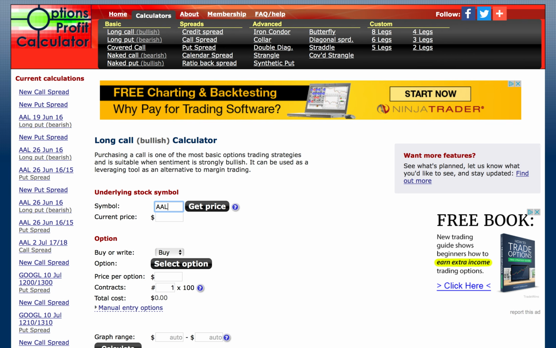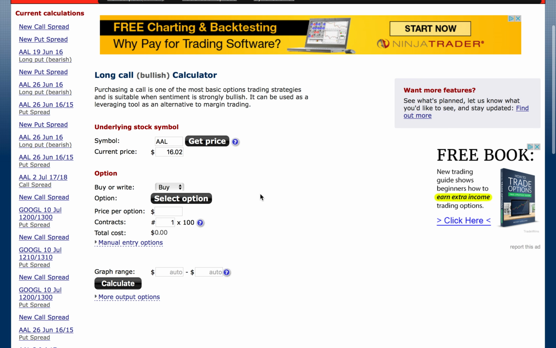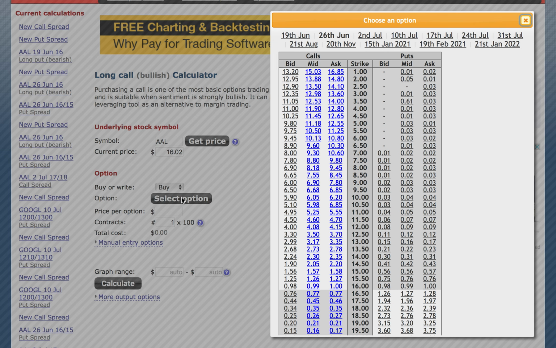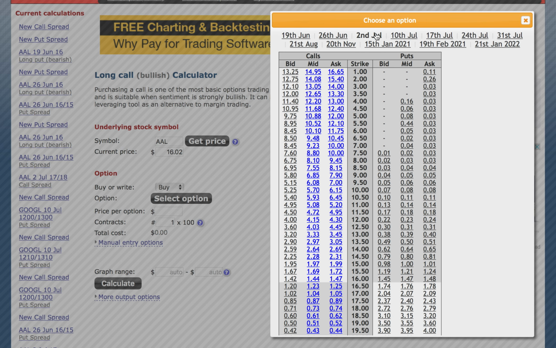You enter the symbol for whatever stock you're trying to do this with, and you click on get price. It'll show you the price. And then we're going to buy a call. So we're going to go into this option, click on this button, select option. Again, remember, you can choose whatever expiration date you want. So for this demo, let's just choose July 2nd, again, just at random.